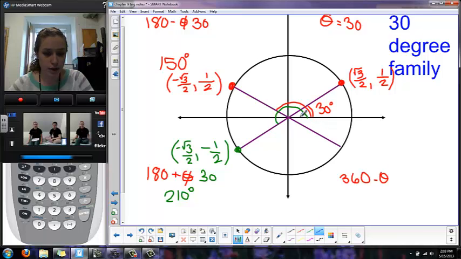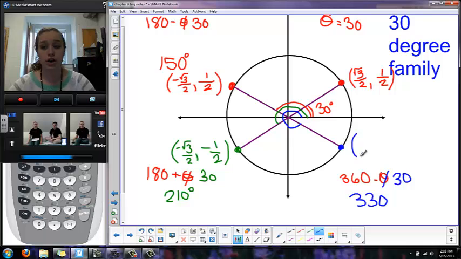And then last one in this family, we're going all the way around. How do I figure out what that angle is? It's 360 degrees minus 30. So that's 330 degrees. What are the exact values of the sine and the cosine of 330 degrees? You can always pause and try to figure these out for yourself before I start talking. The x's are positive, so radical 3 over 2, and the y's are negative, so negative 1/2.